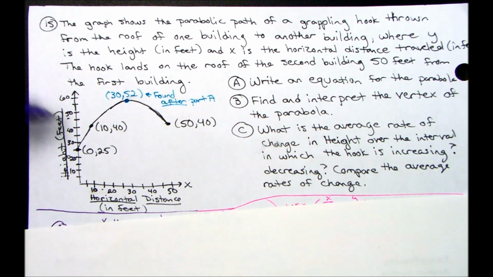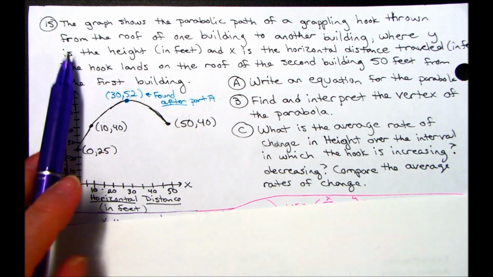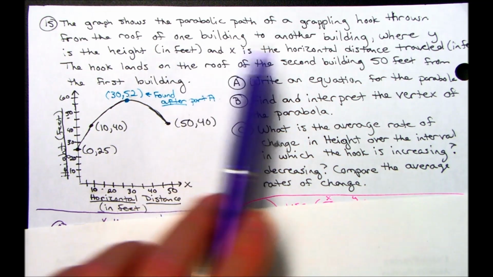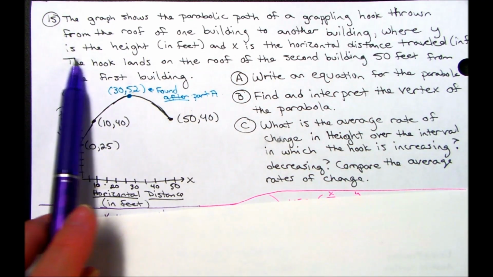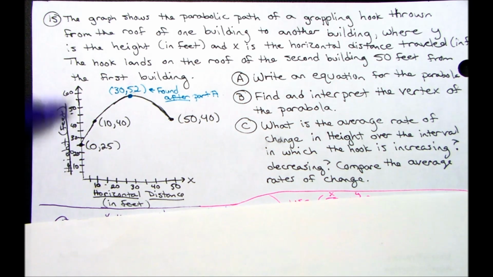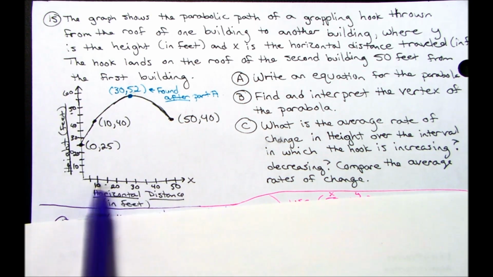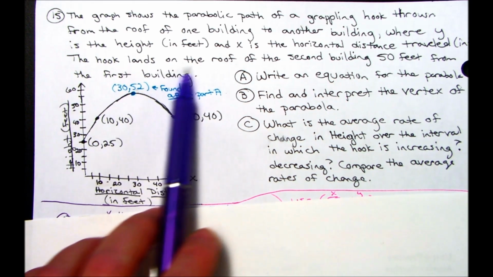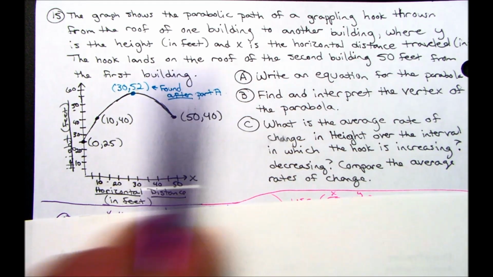So the graph here is showing a parabolic path of a grappling hook. It's basically this hook that you're going to throw from the roof of one building to another building. Y is the height in feet, so these values represent the height in feet off of the ground. And the horizontal x values represent the horizontal distance between the buildings. The hook lands on the roof of the second building 50 feet away from the first building.